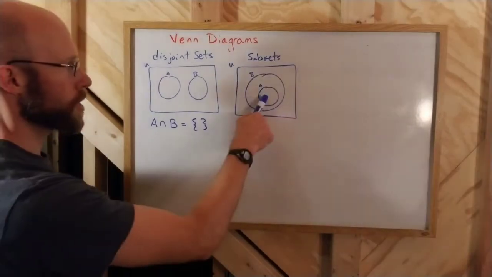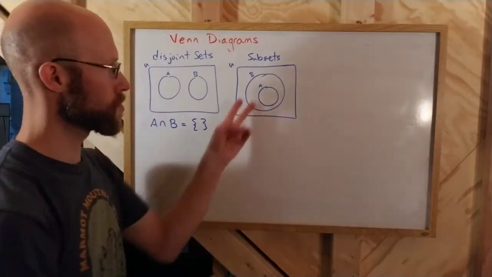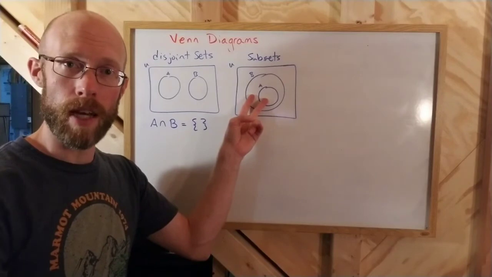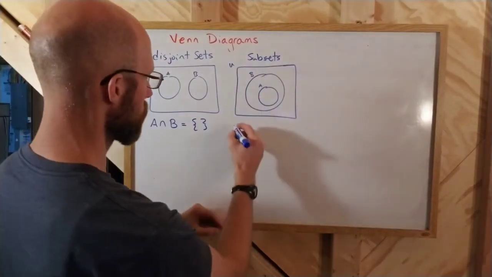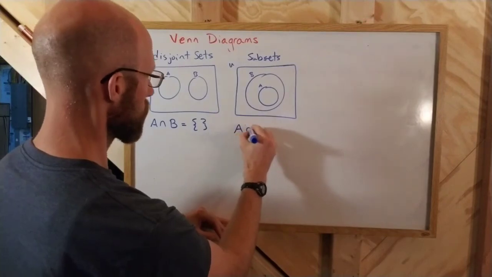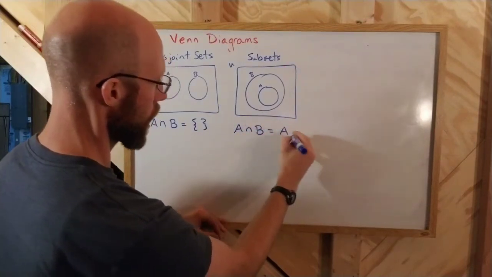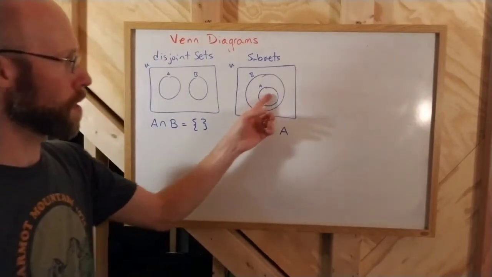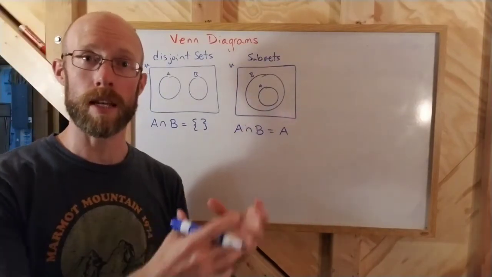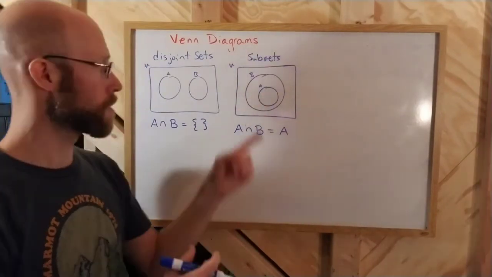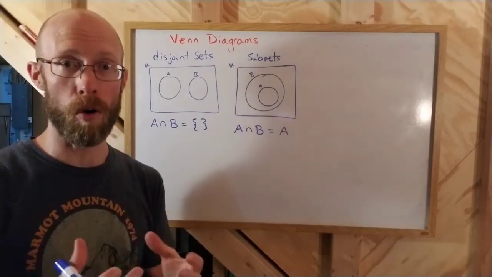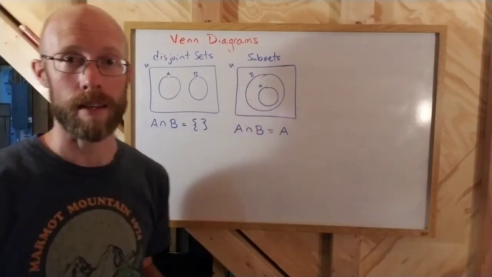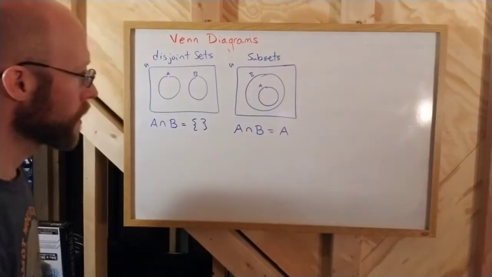The intersection of two sets where one is a subset of the other will always be the smaller set. I think I explained this in a prior video. A intersect B here is just going to be A, because the smaller set is completely contained in the larger one, so every element of A is also an element of B. So the intersection, what's in both, is going to be everything in A, so everything in A is also in B.